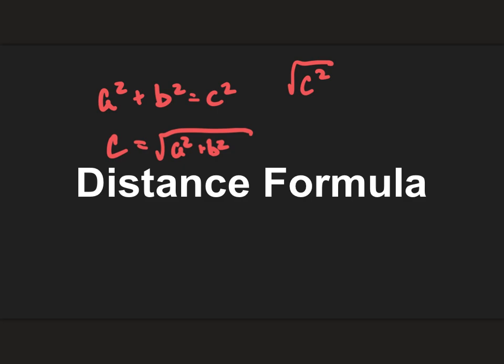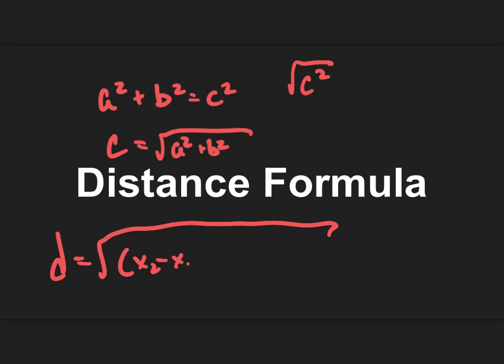Then I had to use what's called the distance formula. Distance equals the square root in parentheses x2 minus x1 quantity squared plus y2 minus y1 quantity squared. So this is the same as the Pythagorean theorem, but it's using points instead of legs. Well, you subtract the points and you will get the legs, the leg A and the leg B.